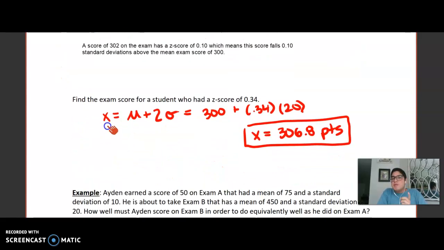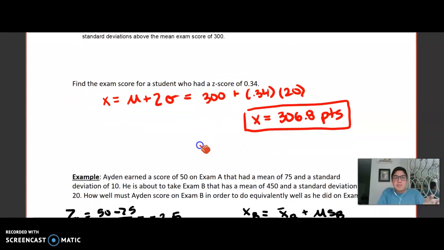And then we would use our reverse formula here. I've got the mean, I've got the sigma, and I have a z-score, so I use this formula to find the observation. So an observation of 306.8 points falls 0.34 standard deviations above the mean.